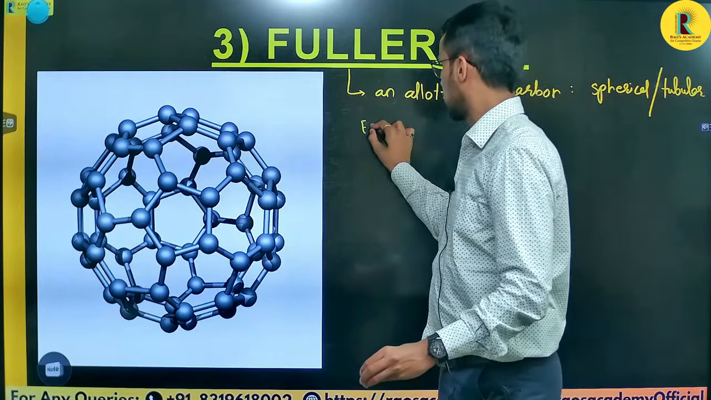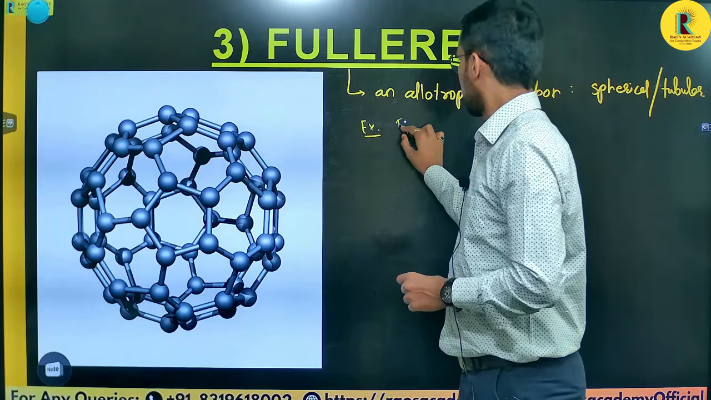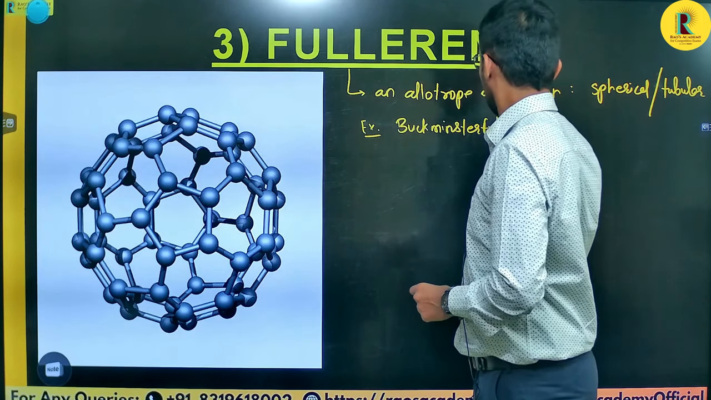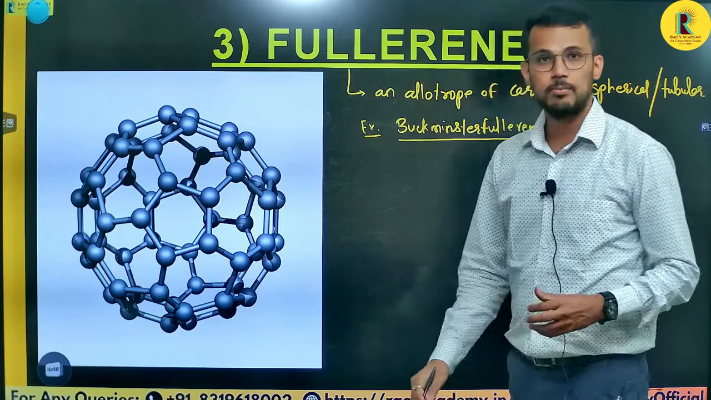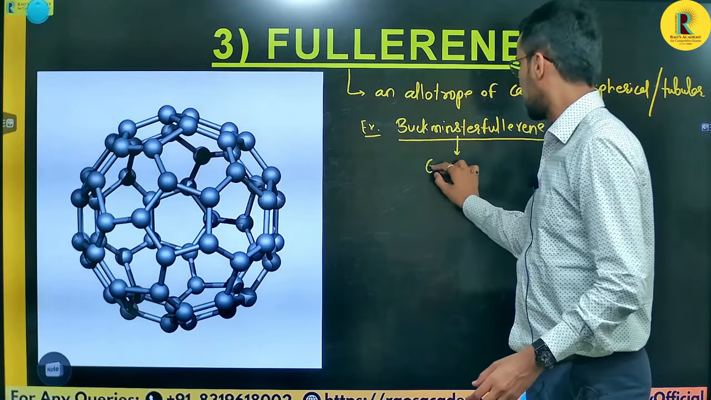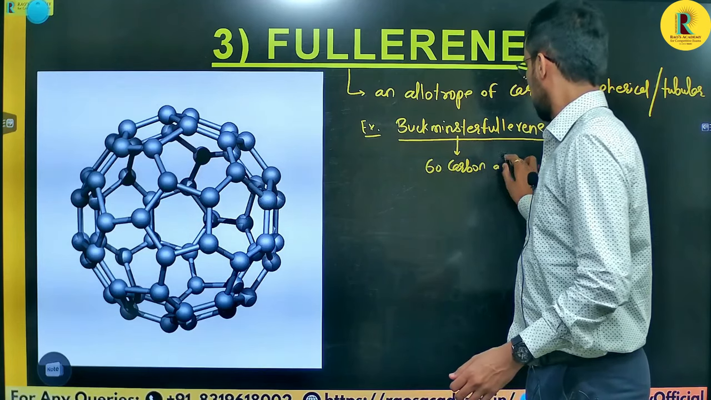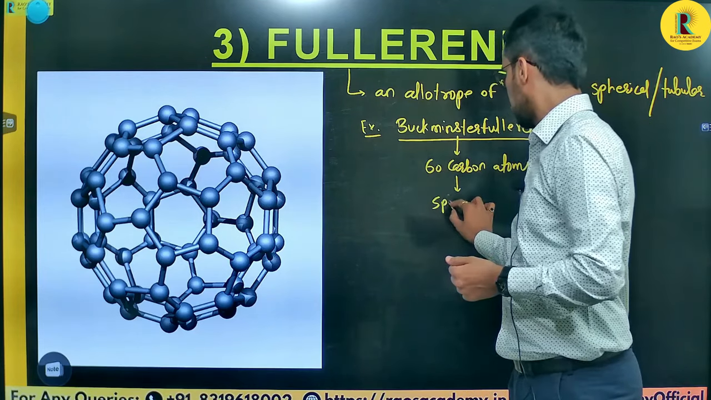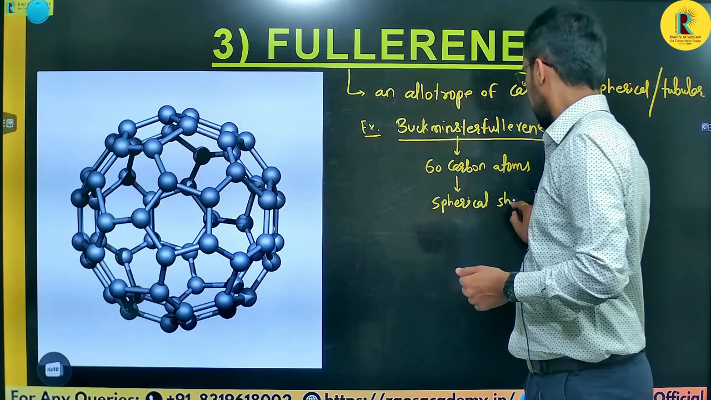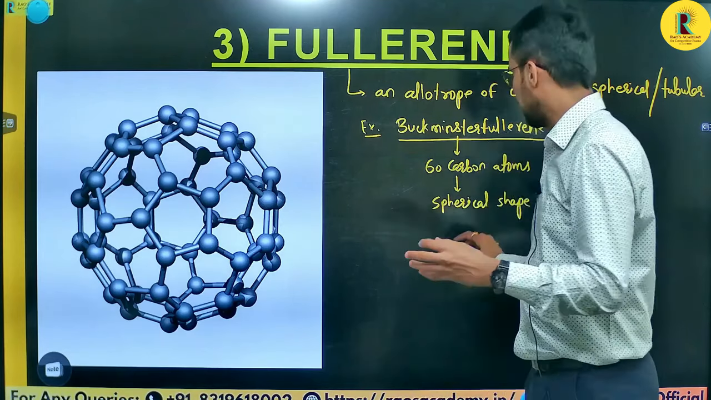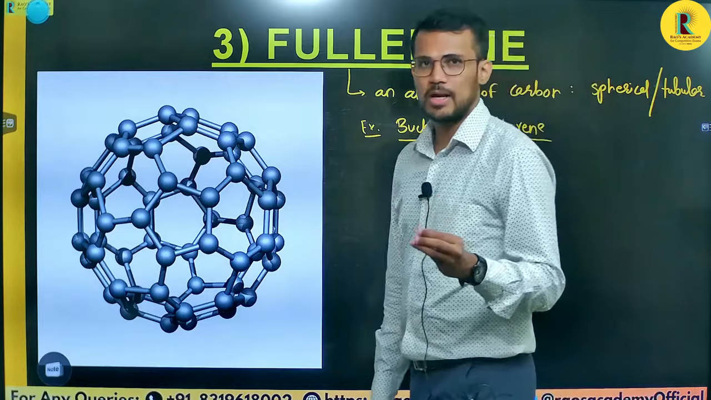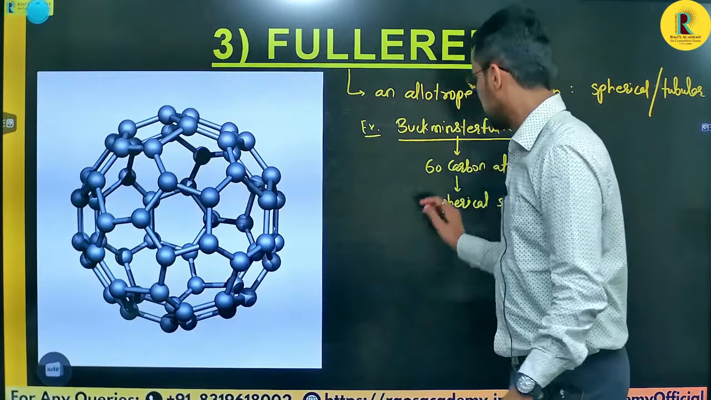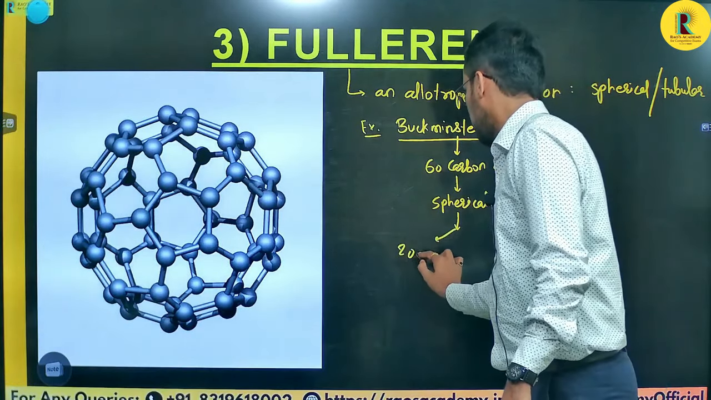And the best example of fullerene is Buckminster fullerene. In Buckminster fullerene, 60 carbon atoms are arranged in spherical form, or spherical shape. And these 60 carbon atoms would be forming 20 hexagons and 12 pentagons.